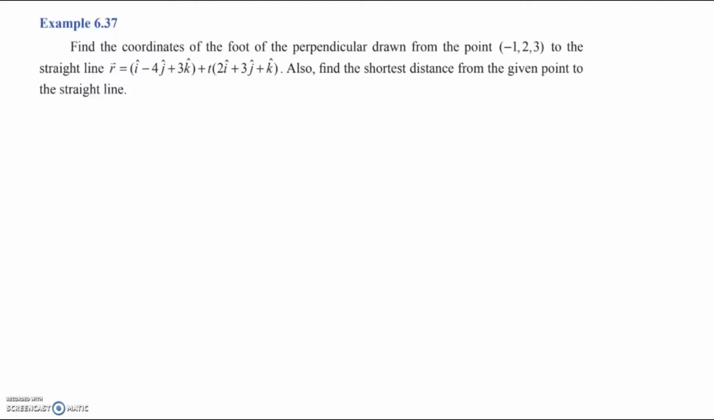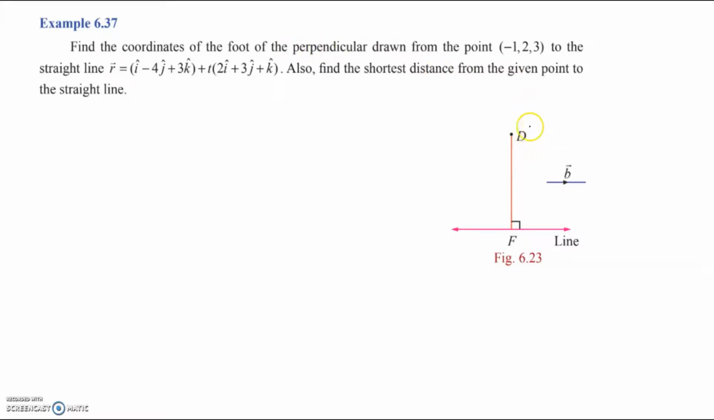Example 6.37. Find the coordinates of the foot of a perpendicular drawn from the point -1, 2, 3 to the straight line given by this expression. Also find the shortest distance from the given point to the straight line. Okay, so let's sketch this.